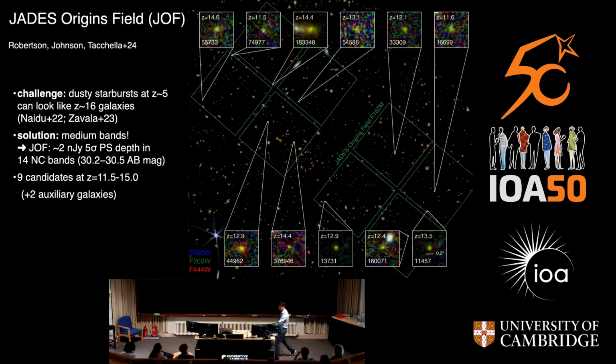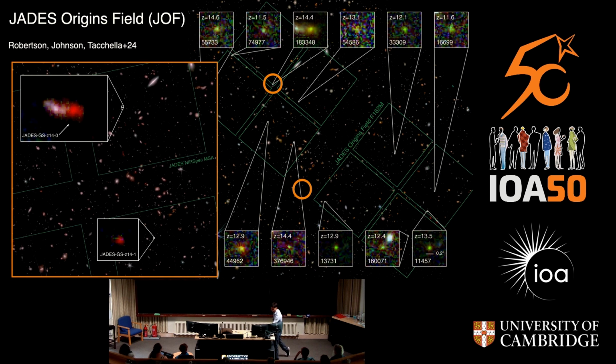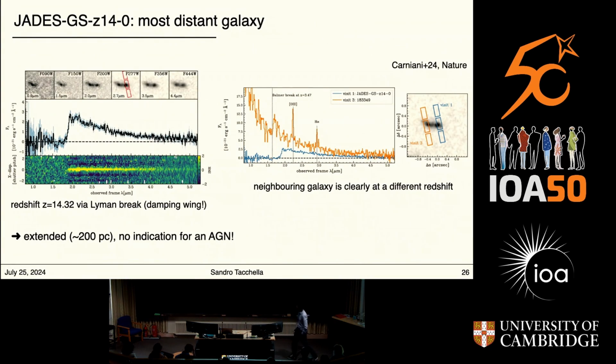And we were able to then follow it up with spectroscopy. Just to show you this system here, and this is the spectrum. You can see that we get the slit nicely aligned on this object, and you can nicely see the break, the Lyman break, and therefore the redshift has been confirmed to be redshift 14.3.